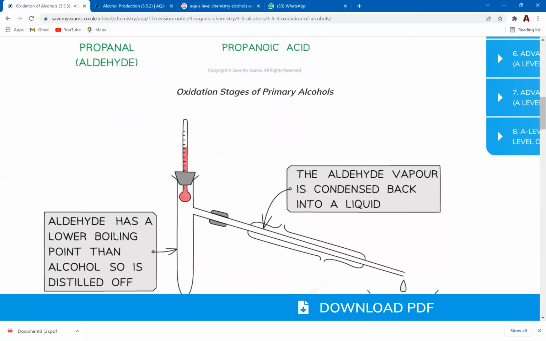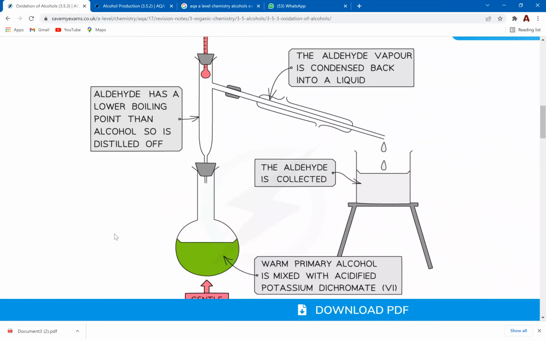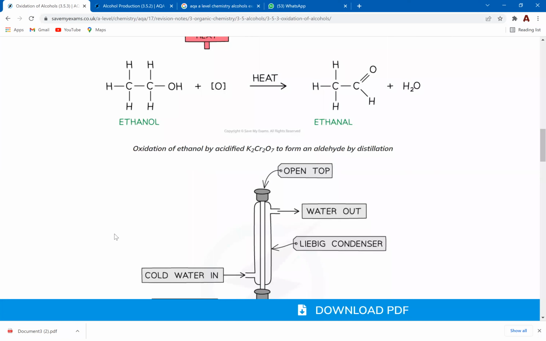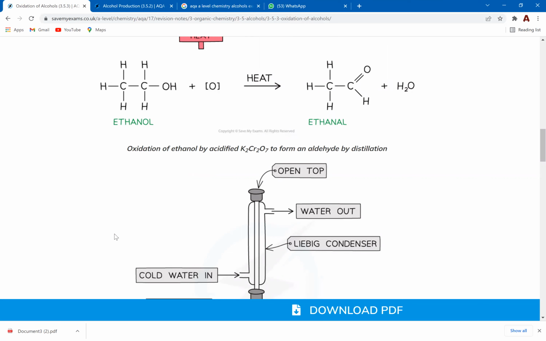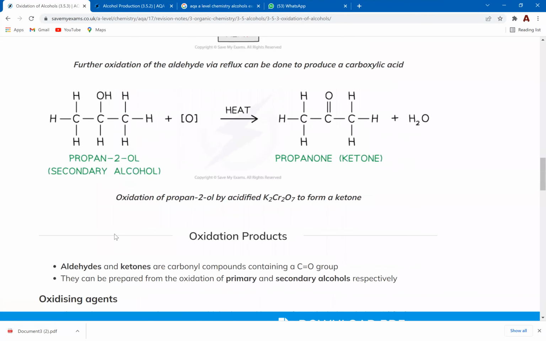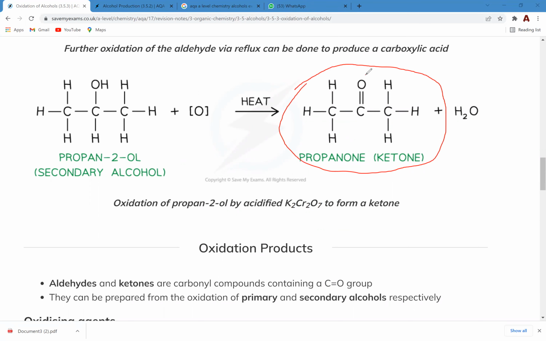This is just an experimental setup of how you can obtain an aldehyde. You can just ignore this. For now, you see there's ethanol producing aldehyde and H2O. I'm going to skip these experiments because they're not really related to the syllabus. Let's talk about the oxidation of secondary alcohol. Before that, let's just discuss ketones. This compound over here is a ketone. The functional group of a ketone is just oxygen double bonded to carbon.